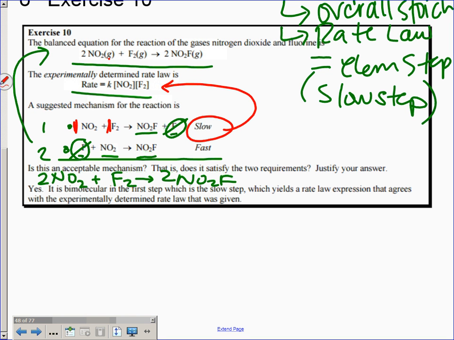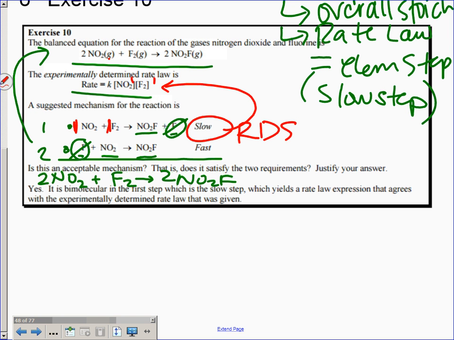This is the only time where coefficients can be determined to be the orders, is if we're in the elementary step stage, which we are here, and we're looking at the rate law, that's the determining step, which is the RDS, rate determining step, which is the slow step, and it matches 1 and 1, check. If all three of those are met, it's experimentally determined, the slow step matches the rate law that's given, and the mechanism steps add up to the overall stoichiometry, those three criteria met, we call this a valid mechanism.